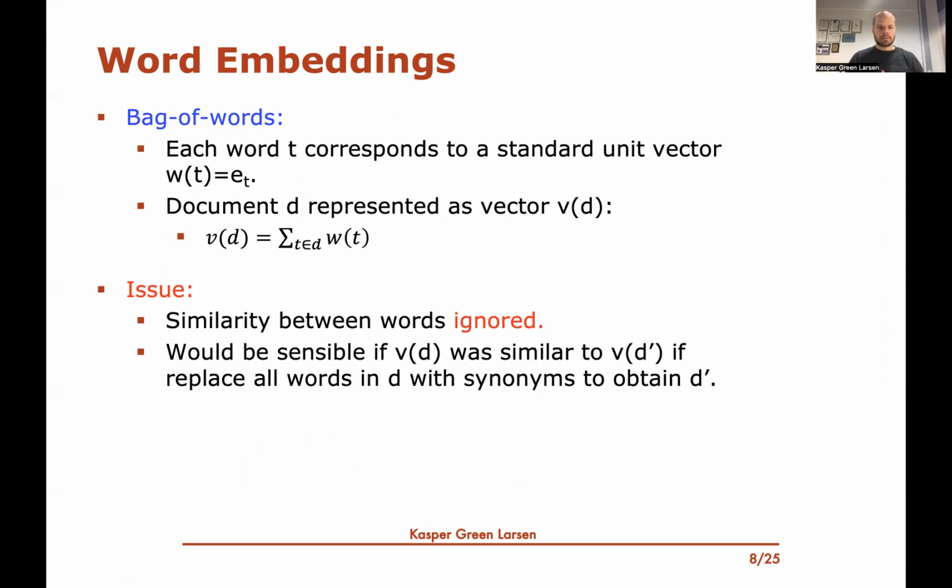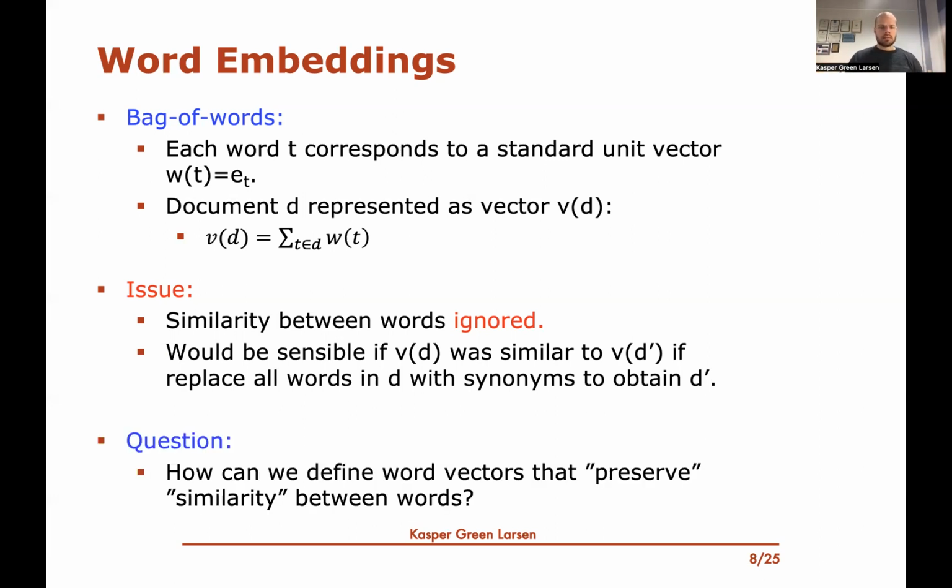In some sense, our intuition is that it would be nice if the vector representation of a document D was similar to the vector representation of a document D prime, if we took all the words in D and replaced them by synonyms, so words that basically have the same meaning, which gives us D prime. We would have liked these two representations of two different documents to be basically the same, because the meaning of the text should be basically the same. So the question is, of course, how can we define word vectors so that when we sum up the vectors corresponding to all the words in the document, we get similar document representations?